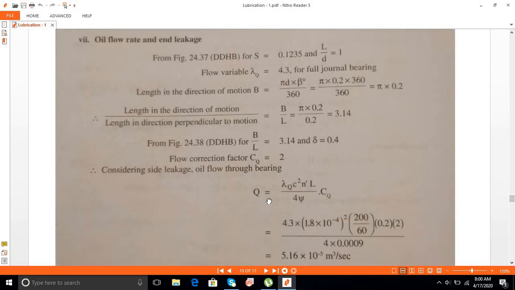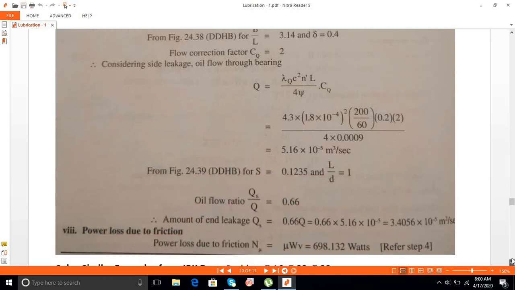For this we have an expression: Q is equal to delta Q C square N dash L divided by force into psi into CQ. The value of delta Q is given as 4.3 for full journal bearing, and this B value is by D B0 divided by 360. This is required to calculate the B by L ratio and delta. For that, if we calculate, we get CQ, which is the flow correction factor. Once we input it, we get the Q value.